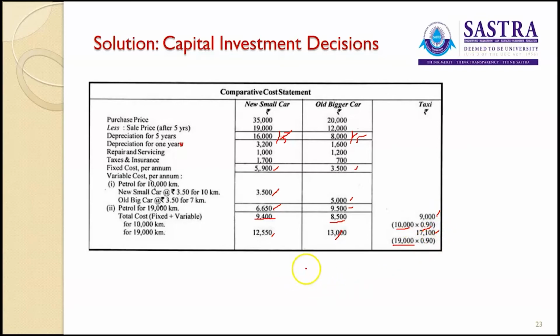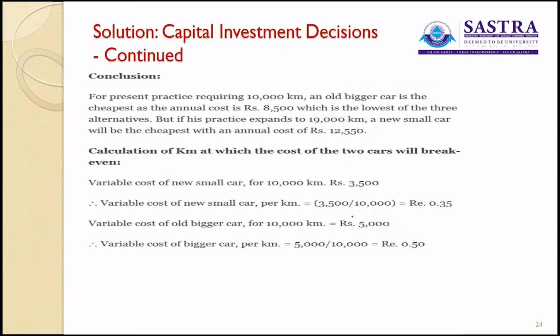Now see to it which cost is minimal. So which cost is minimal here? This 12,550 having a small car is said to be minimal. This is your cost for your small car, this is cost for your big car, and this is said to be the cost for your taxi fare for 19,000. So when 19,000 is taken, this is said to be the minimal. But when we take 10,000, which one is minimal? This 8,500, the big car is said to be minimal. So this is the way we have to take a decision.